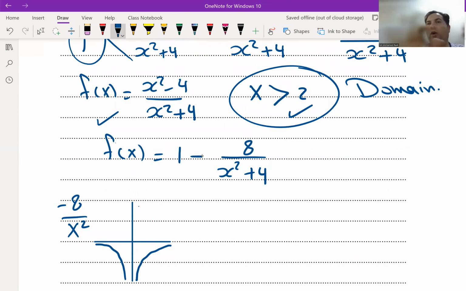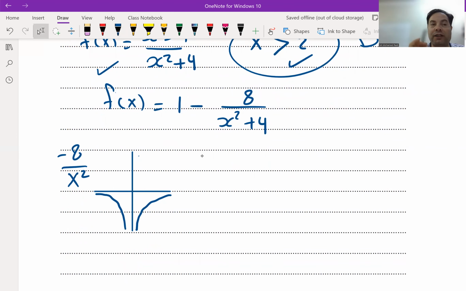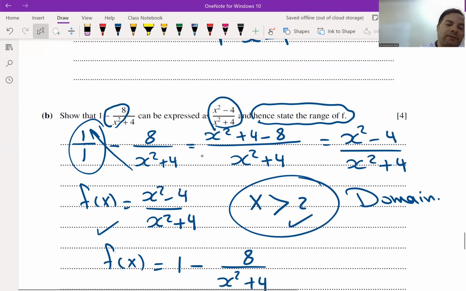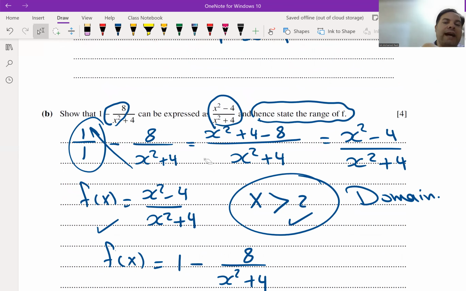In general, this holds for all real numbers except 0, because at 0 the function is not valid: if we try to get 0, it is undefined. So negative 8 over x squared, but we have two kinds of transformations, horizontally and vertically. Let us start with horizontally; vertically first, it doesn't matter. If we start with plus 3.